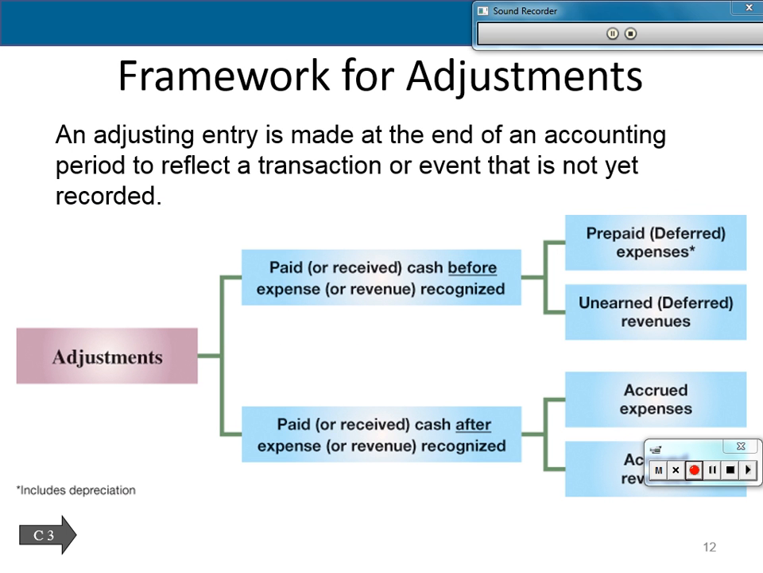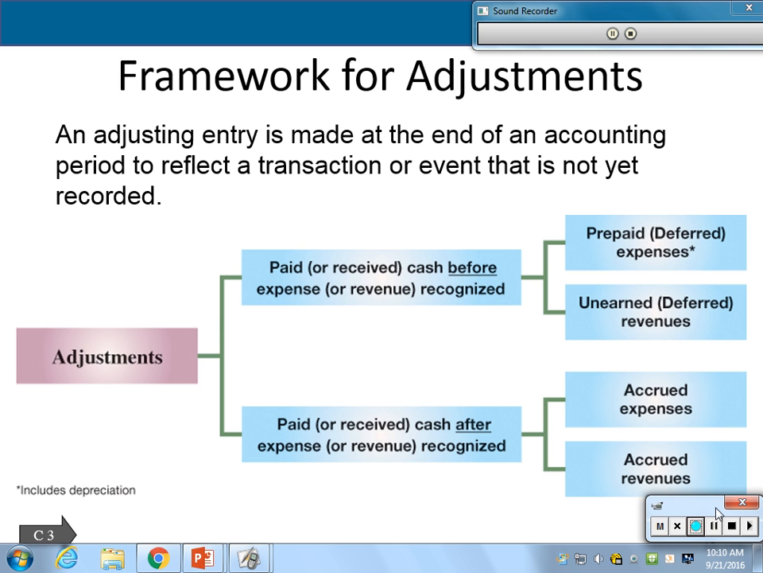So, framework, so adjustment. You only make adjustments in certain areas. It's not everywhere, but it's in certain areas. If you paid or received cash before the expense or revenue was recognized, you would have to adjust for that later. I'll explain it. Paid or received cash after the expense or revenue recognized.